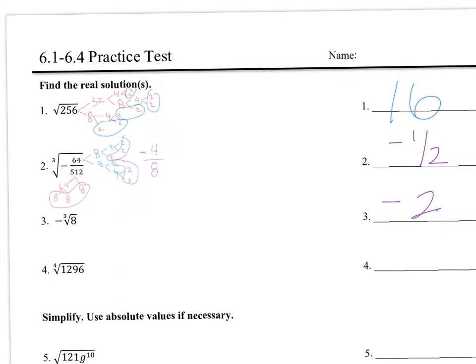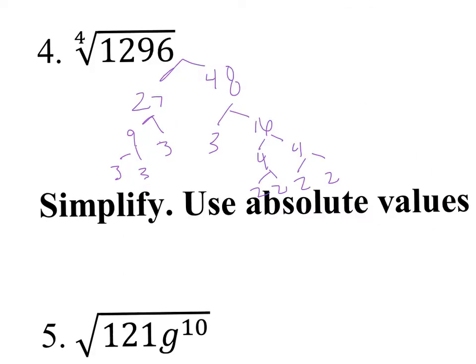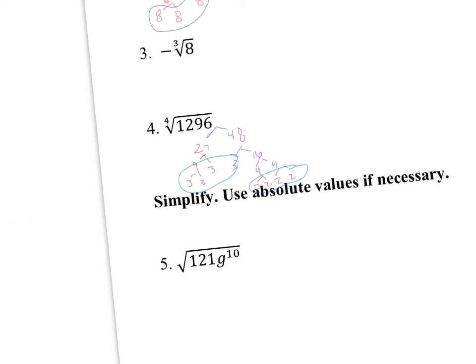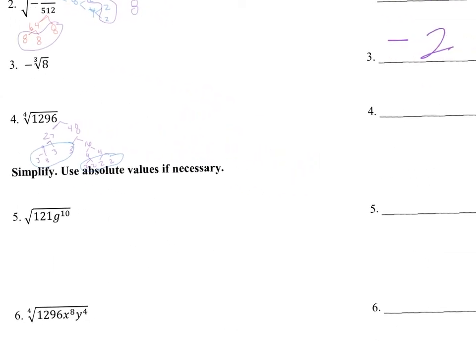Fourth root of 1,296. Again, check to see if it has a fourth root. Otherwise, your factor tree. So now I'm looking for groups of 4. Here's a group of 4. Here's a group of 4. So it'd be 3 times 2, and 3 times 2 is 6.